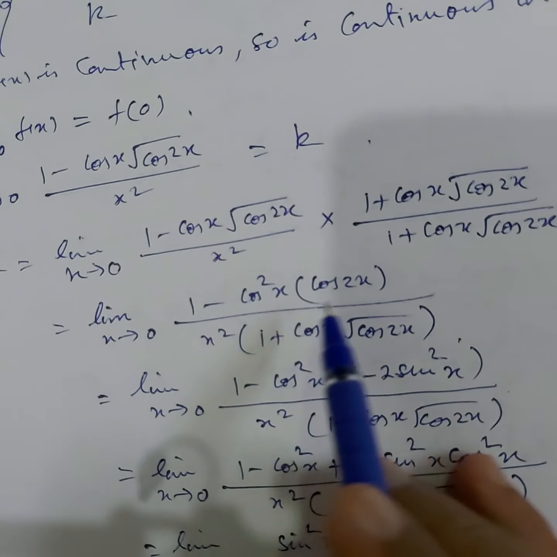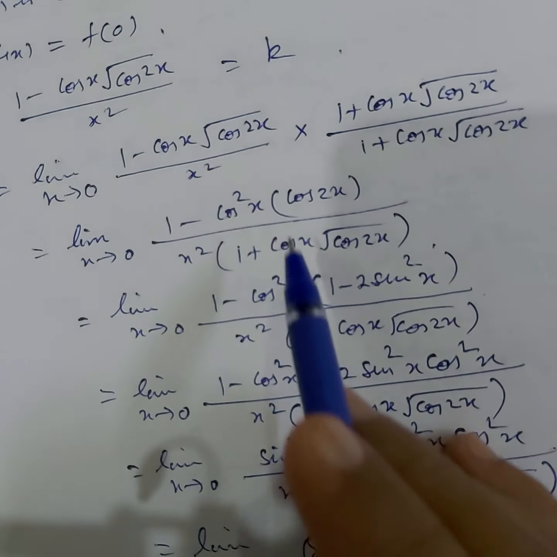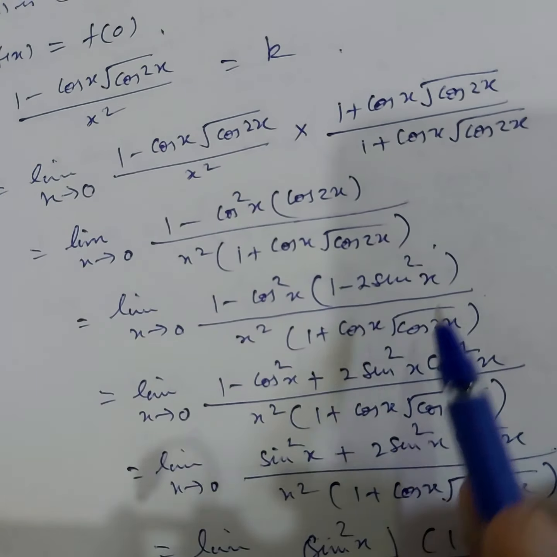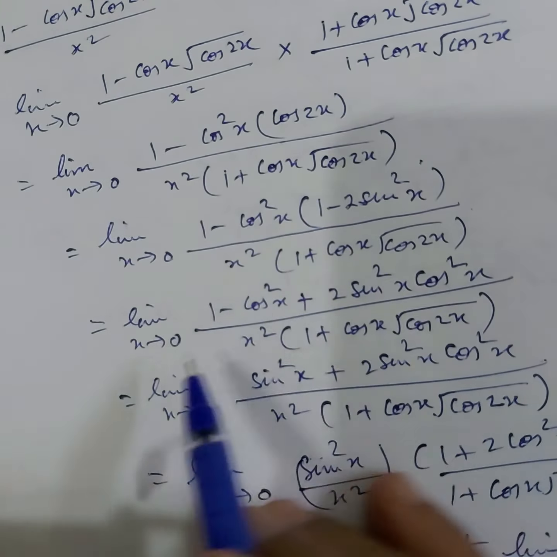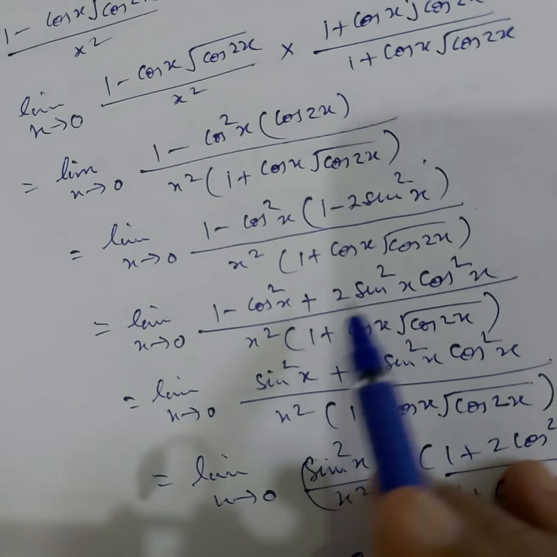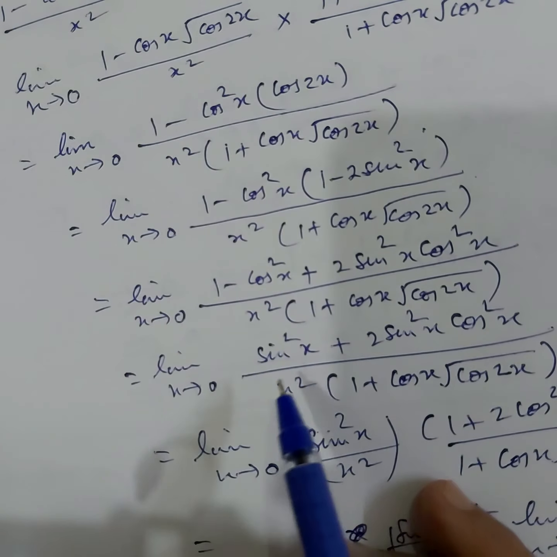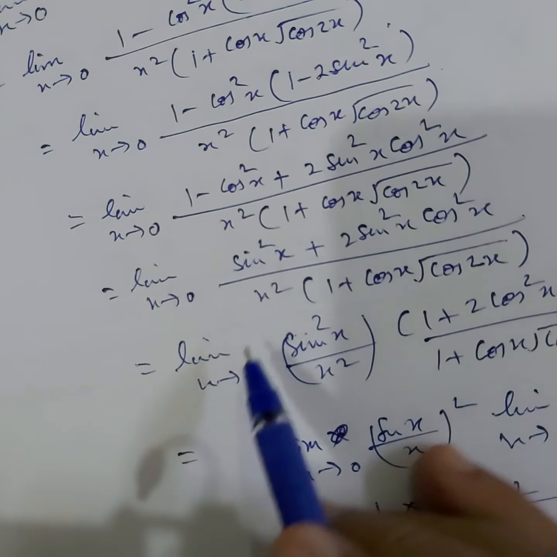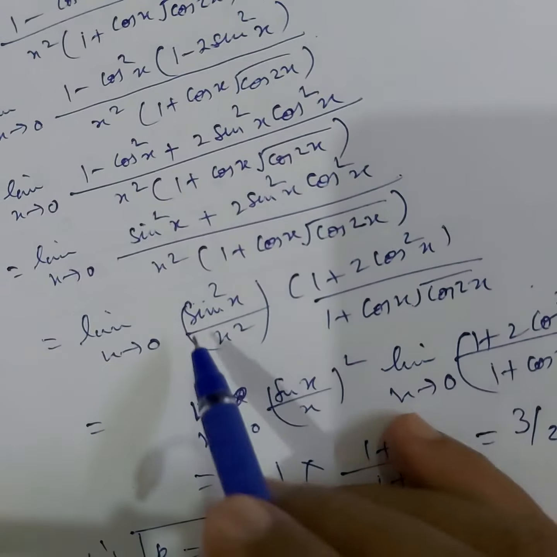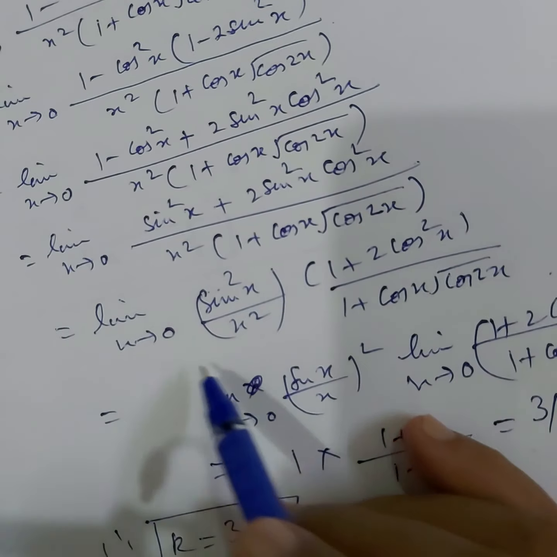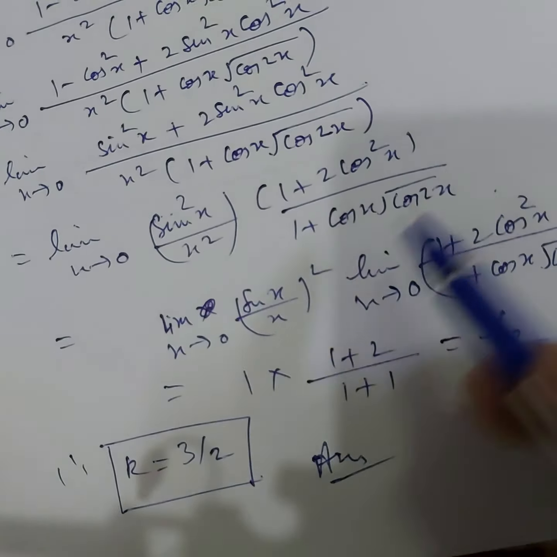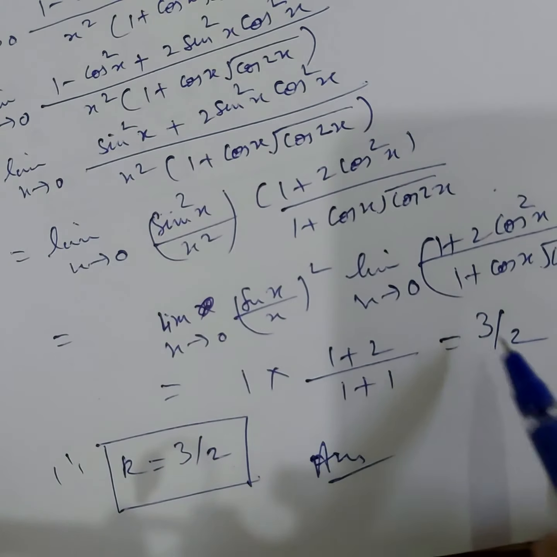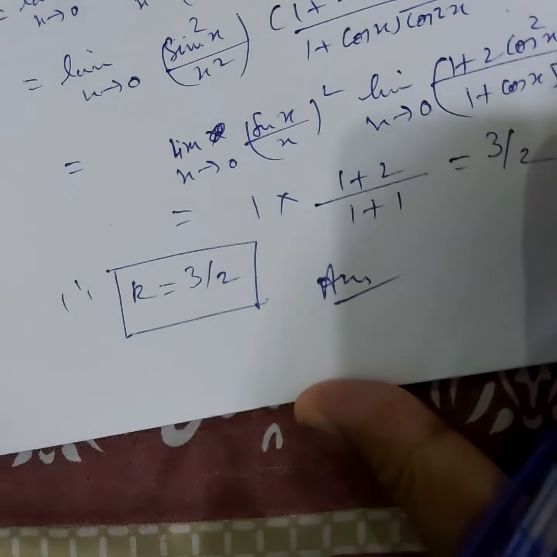Now a square minus b square formula, and then the cos 2x formula, 1 minus 2 sin square, open the bracket and solve this. Now 1 minus cos square x is sin square x, plus 2 sin square x cos square x. Now sin square x common, and this we get, this is 1 by the formula, and substituting the limit here, we get 3 by 2, k is equal to 3 by 2.